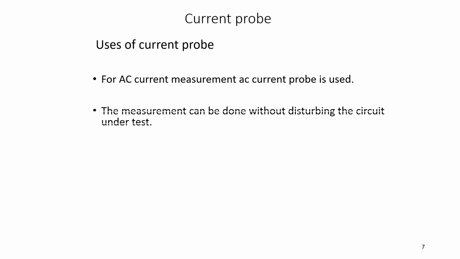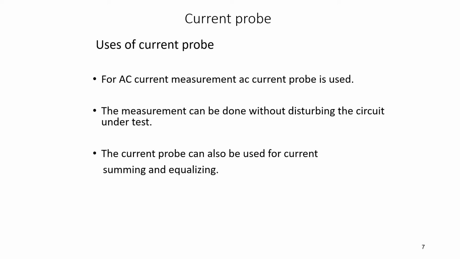Next, let us see the current probe. For AC current measurement, the AC current probe is used. The measurement can be done without disturbing the circuit under test. A current can be measured by measuring the potential difference across a known series resistance with a sensitive electronic voltmeter. High levels of alternating current can be reduced by the use of a current transformer, as we have already seen, and this principle is used in the AC current probe.